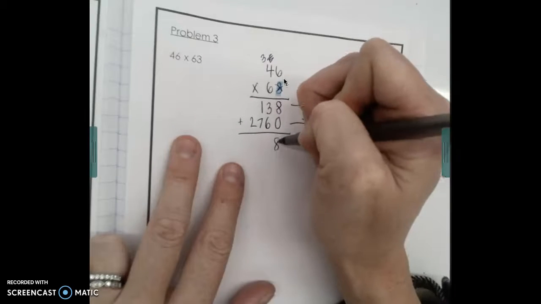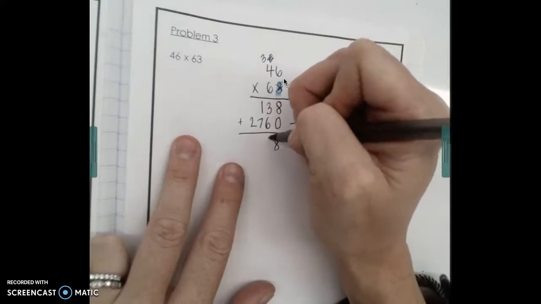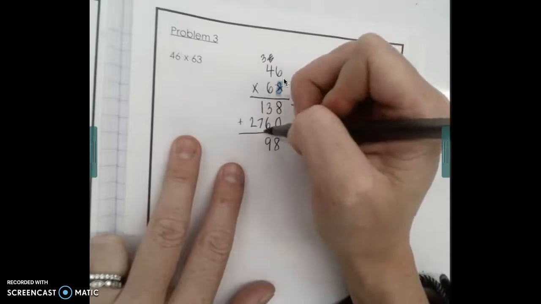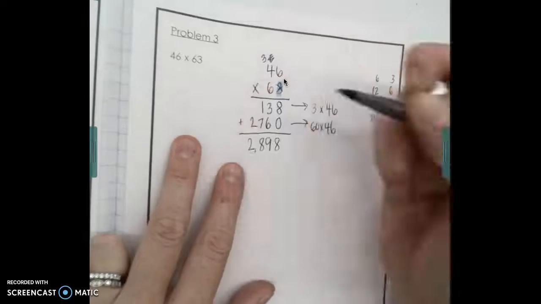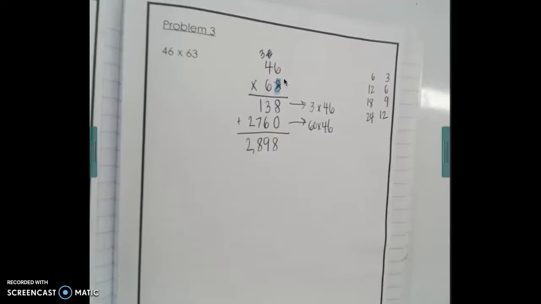8 plus 0 is 8. 3 plus 6 is 9. 1 plus 7 is 8. And 2. So our final answer is 2,898.